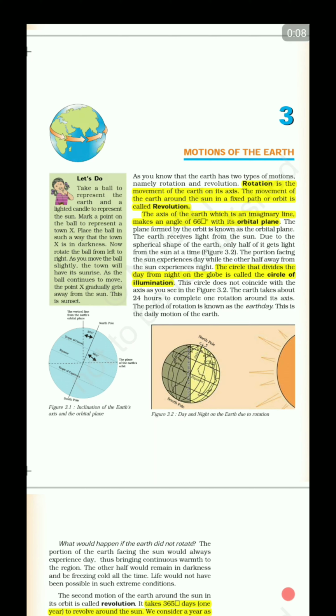Let's start. Now, we see primarily the Earth moves in two ways. First is on its own axis and around the sun. On its own axis, it's known as rotation. Around the sun, it's known as revolution.